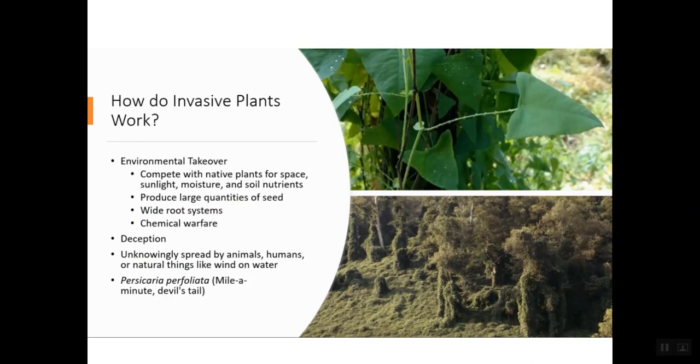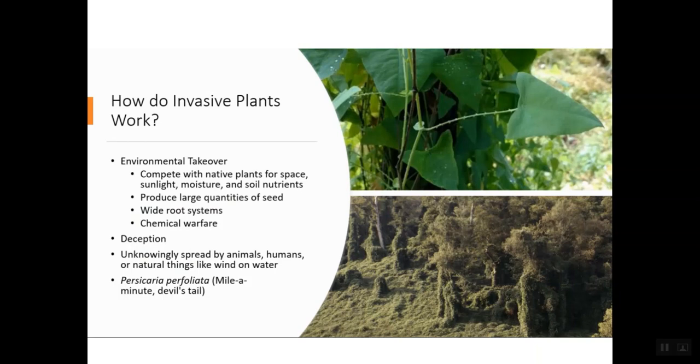I put deception here. A lot of invasive plants actually look like other plants that are native, and as a result, the local wildlife are really unable to tell the difference, and I'll show you an example of that in a little bit. A lot of the times, these things are unknowingly spread by animals, humans, and other things like wind and water.